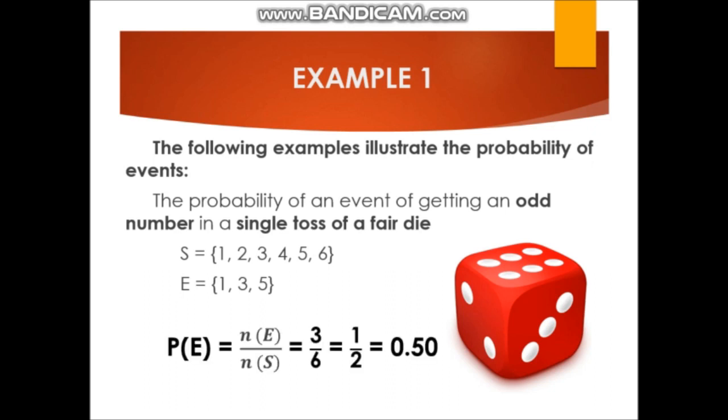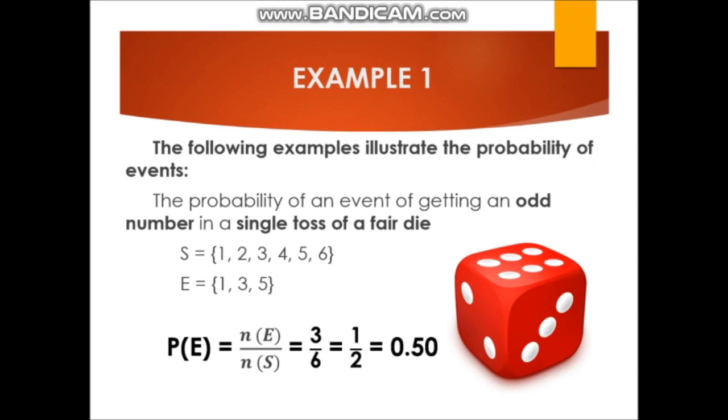So we have here the solution. The number of events are 3. So that are 1, 3, and 5, which is divided into a number of sample space, which is 6. That is 1, 2, 3, 4, 5, and 6. So since that 3 over 6 are common sa 3, we're going to simplify that into 1 over 2, or just simply 0.50.